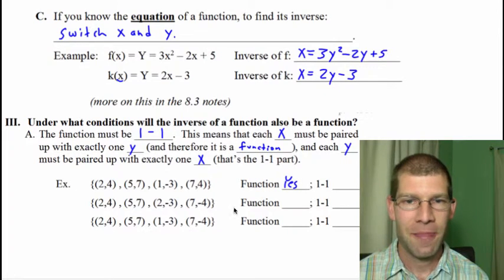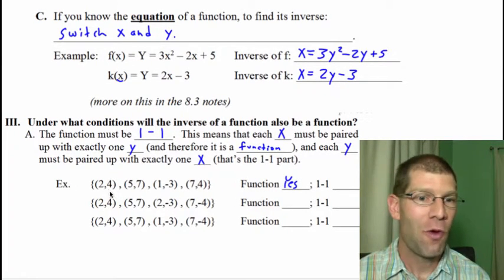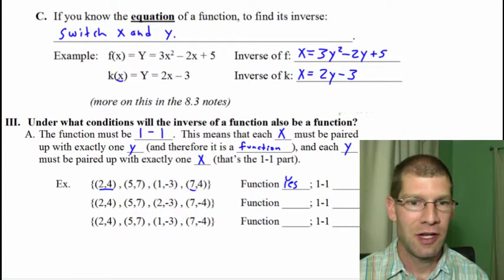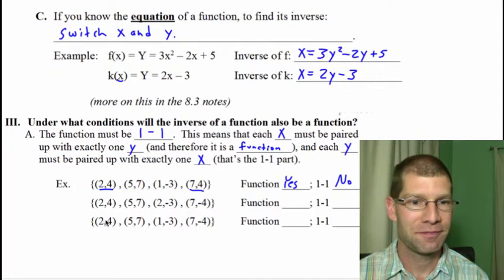Yes, it is. Is it 1 to 1? We do that same thing backwards. When y is 4, are there two different x values when y is 4? And yep, there is, because here I have a y of 4 with a 2. Here I have a y of 4 with a 7. So this one is not 1 to 1. It's not 1 to 1 because of those.